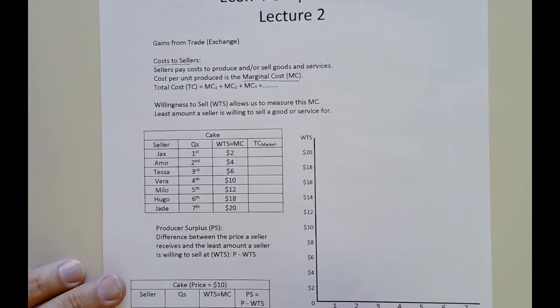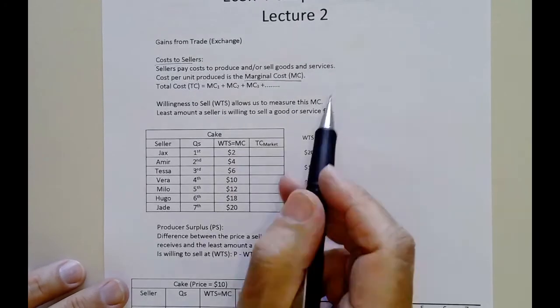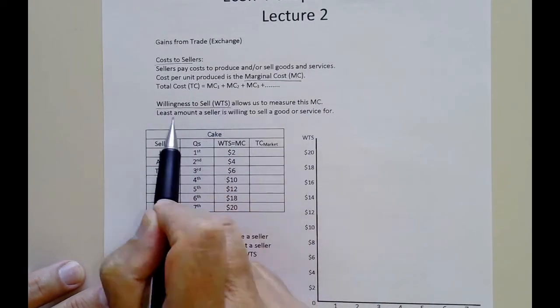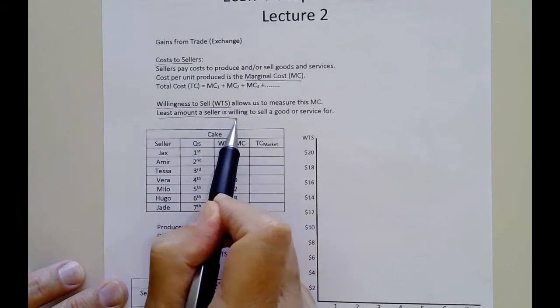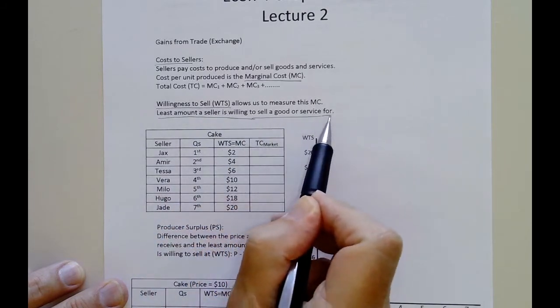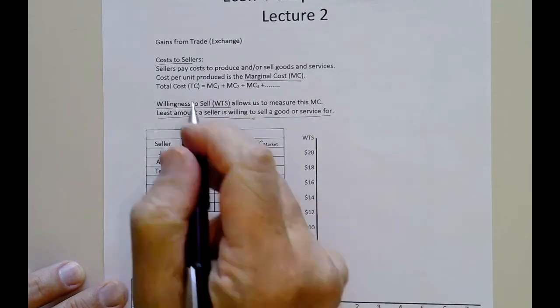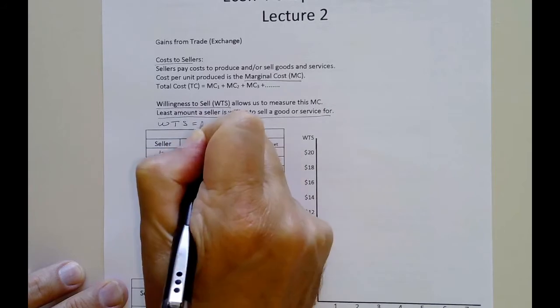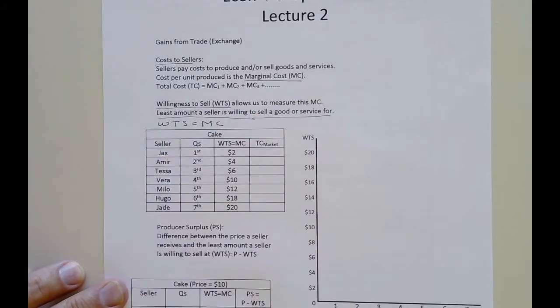And a good way to measure our marginal cost is by the willingness to sell. This is the least amount a seller is willing to sell a good or service for. And that should just cover the cost of production. So your willingness to sell is a good way to measure the marginal cost. Because the lowest price I'm willing to sell at is one that just covers my cost of production.